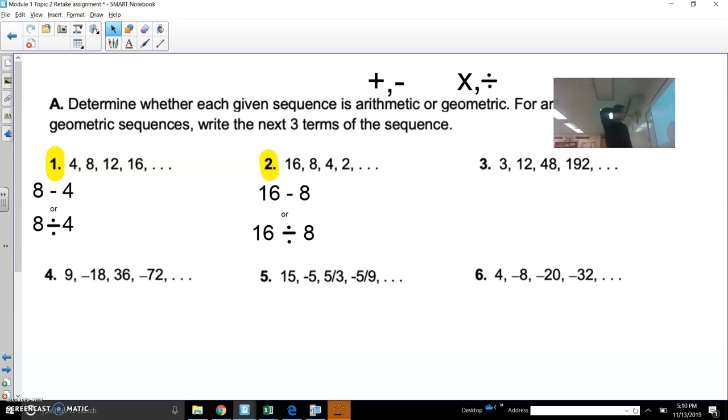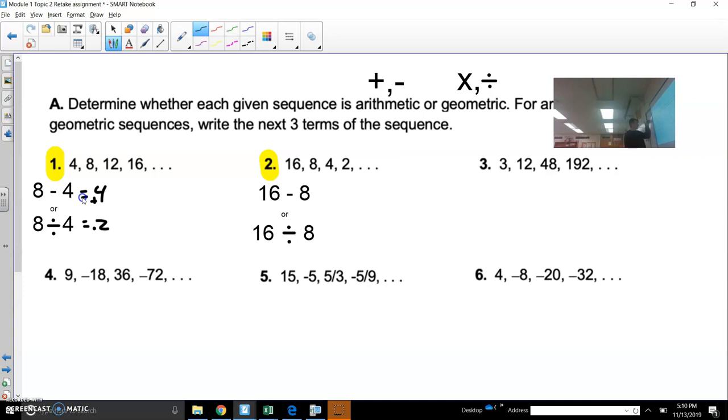So now it says determine whether each given sequence is arithmetic or geometric. So you really don't know, am I adding every time or am I multiplying or dividing every time? So what I like to do is I like to start by checking if it's arithmetic by subtracting the first 2 numbers. For example, 8 minus 4 is 4. Or I could say, well, 8 divided by 4 is 2. So the question is am I adding 4 every time or am I multiplying by 2 every time?